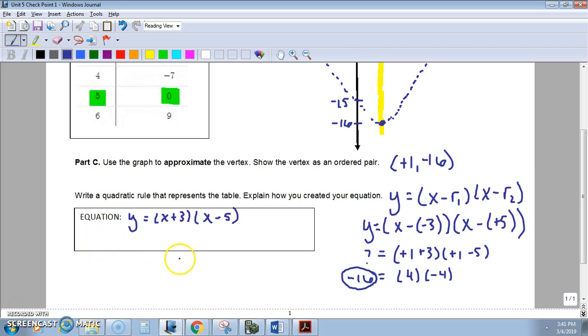Now, what I liked is a lot of you guys at this point said, I want to write it in standard form. So you just multiplied this factored form out, and you got a second form of your equation, which was, let's see, x squared, 3x minus 5x. I'm sorry, this wasn't our y-intercept, that was our vertex. Minus 15. And that ends up being, when you simplify it, x squared minus 2x minus 15. And then you can see our y-intercept in this form of the equation. So we've taken a table, we've made a graph, we've made an equation.